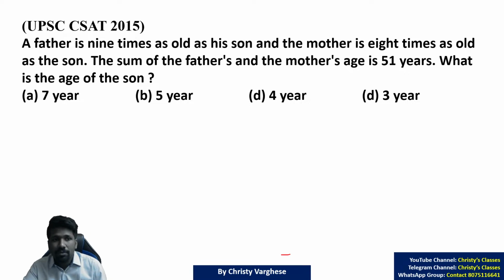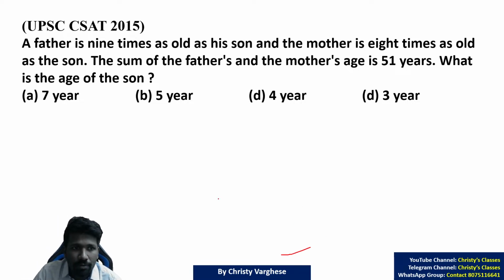Due to lack of time, I will start explaining a comparatively simple question. A father is 9 times as old as his son and a mother is 8 times as old as the son. The sum of the father's and mother's ages is 51 years. What is the age of the son?